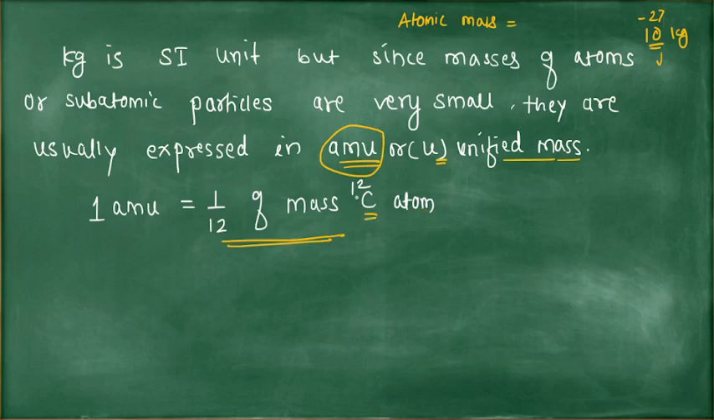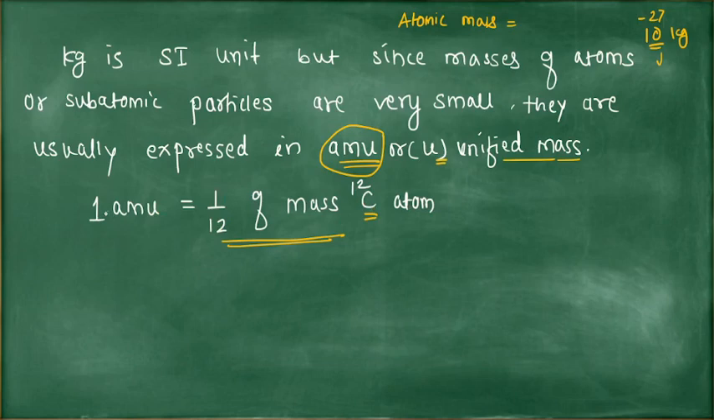C12, carbon 12. This element is considered to define AMU. Why is this considered? In earlier cases, there was oxygen. But why is carbon considered? There are a number of properties of this carbon. The most familiar is its abundance on the earth. So 1 AMU is 1/12 of the mass of a C12 atom.